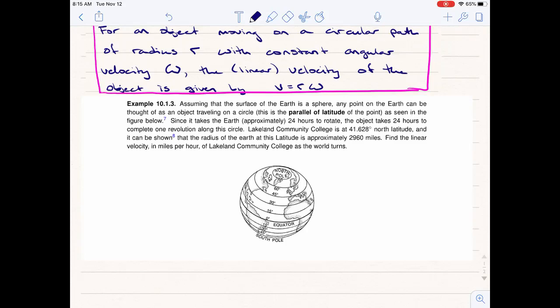Since it takes the Earth approximately 24 hours to rotate, the object takes 24 hours to complete one revolution along the circle. Lakeland Community College, which I can only assume one of the authors works at.